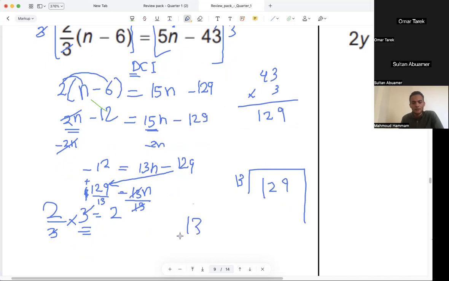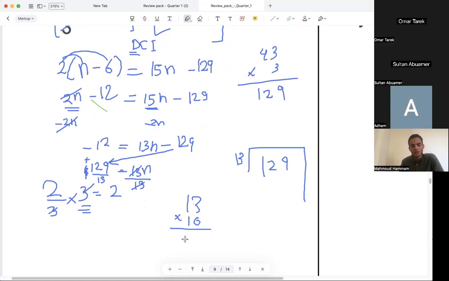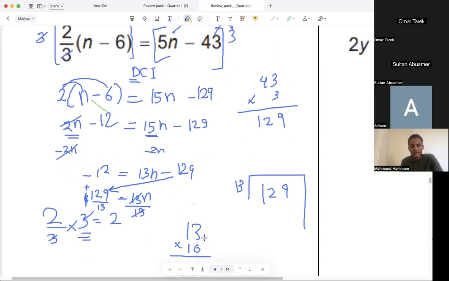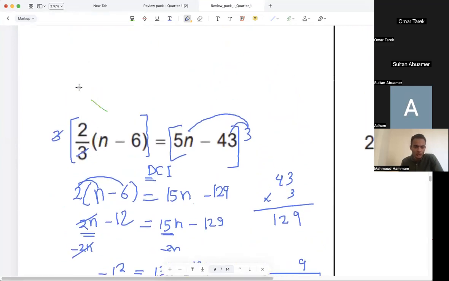What is 13 times 10? 13 times 10 is 130. We want a number that's less than this one. So what about 13 times 9? 9 times 13: 9 times 3 is 27, so 7 and carry 2. 9 times 1 is 9, plus 2 is 11, so 117. Now we have 9 times 13 is 117. Subtract 9 minus 7, 2. 2 minus 1 is 1. So it is 12.